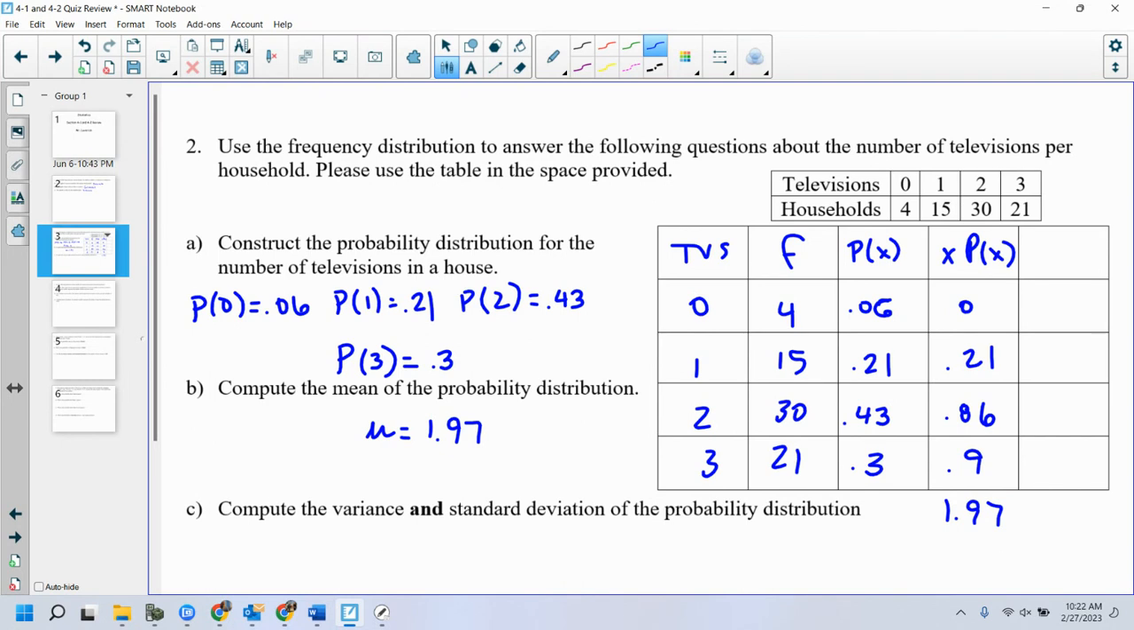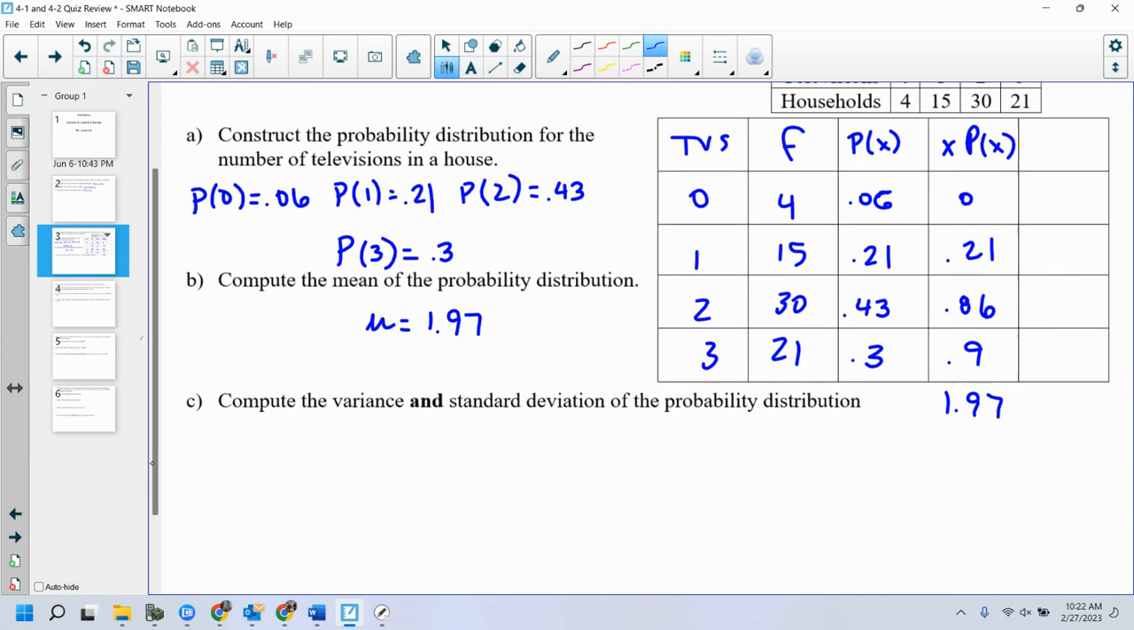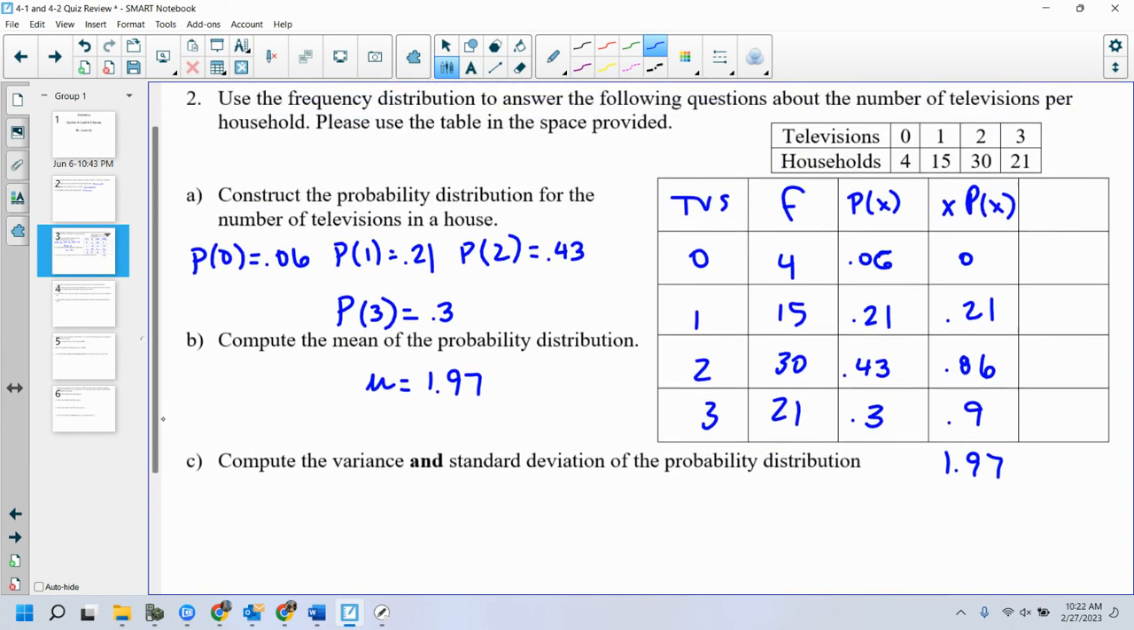That's my expected value, right? I expect a person to have probably around 2 TVs because that's my highest value anyway, right? All right, and compute the variance and the standard deviation.